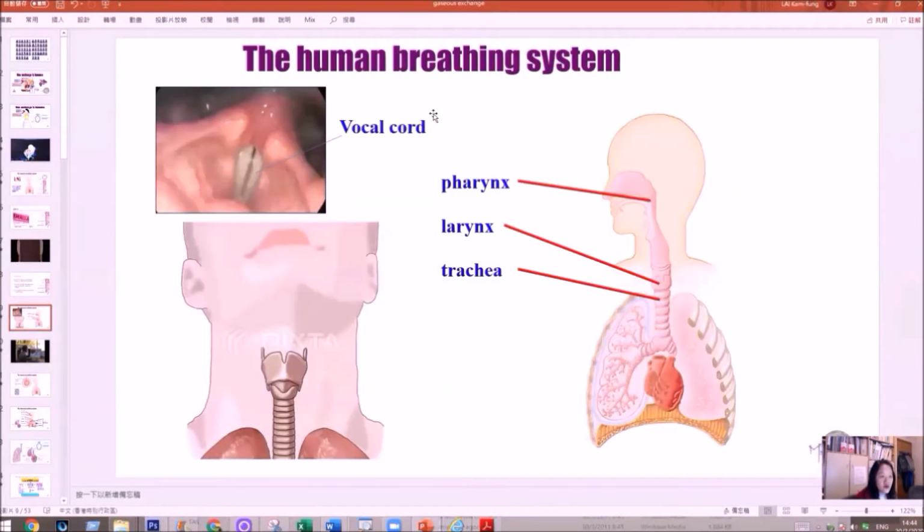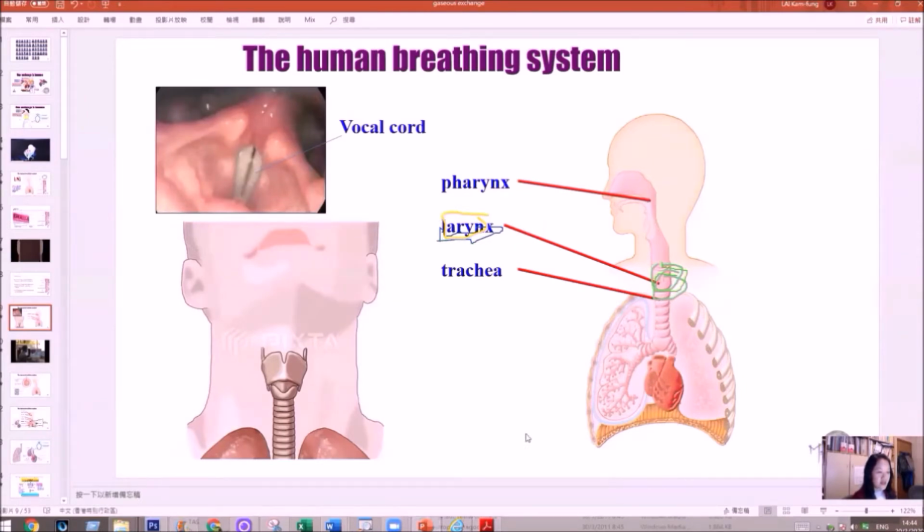We have the vocal cord. Do you know where the vocal cord is? Here we have three structures. You try to circle which one contains the vocal cord. When vocal cord vibrates, you produce sound. This is larynx. So in this diagram, try to circle the part where the vocal cord is, which is the larynx. Which one is the larynx in this diagram?